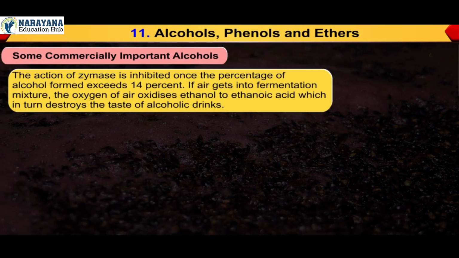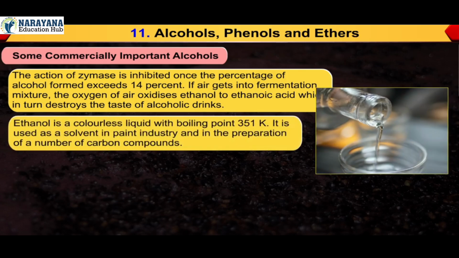The action of zymase is inhibited once the percentage of alcohol formed exceeds 14%. If air gets into the fermentation mixture, the oxygen of air oxidizes ethanol to ethanoic acid, which in turn destroys the taste of alcoholic drinks. Ethanol is a colorless liquid with boiling point 351 Kelvin. It is used as a solvent in paint industry and in the preparation of a number of carbon compounds.